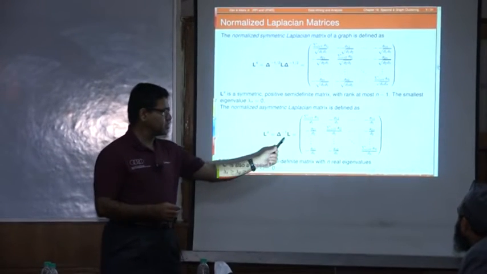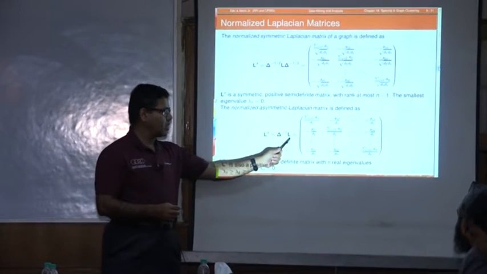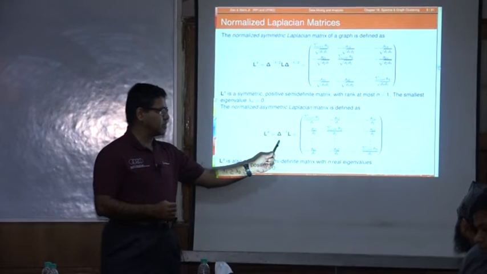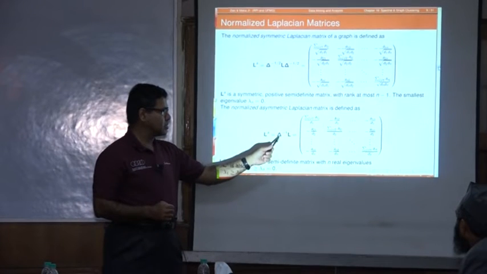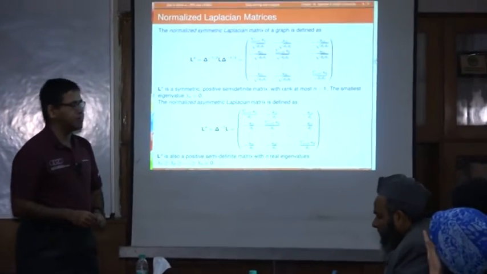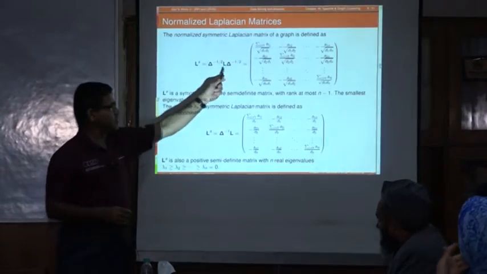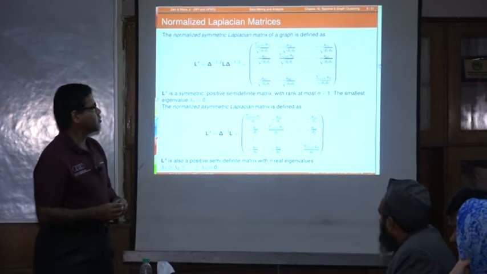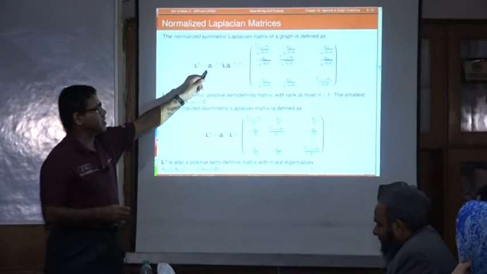So the first one is, this should be pretty clear, right? You take the Laplacian matrix and if you divide by the degree, so every row divided by the degree, you can write that as delta inverse L, and that gives you a normalized Laplacian matrix. But this one is a little bit more interesting because it looks a bit weird. This is also doing a normalization but in a different way.